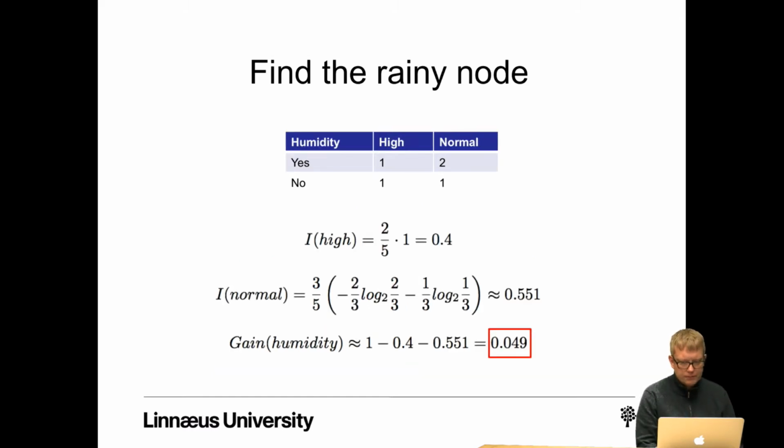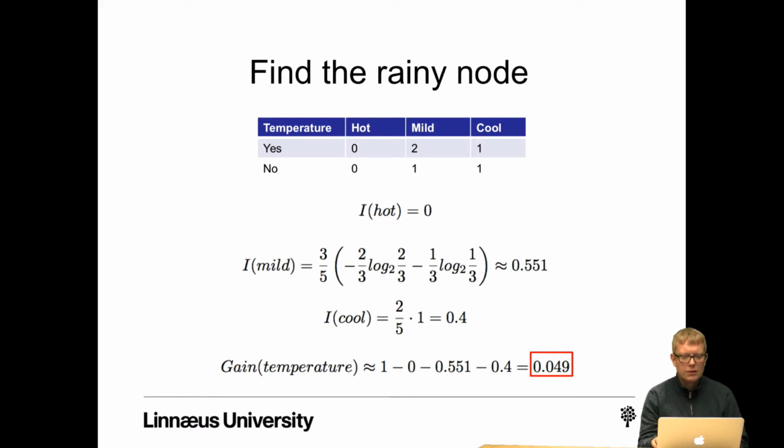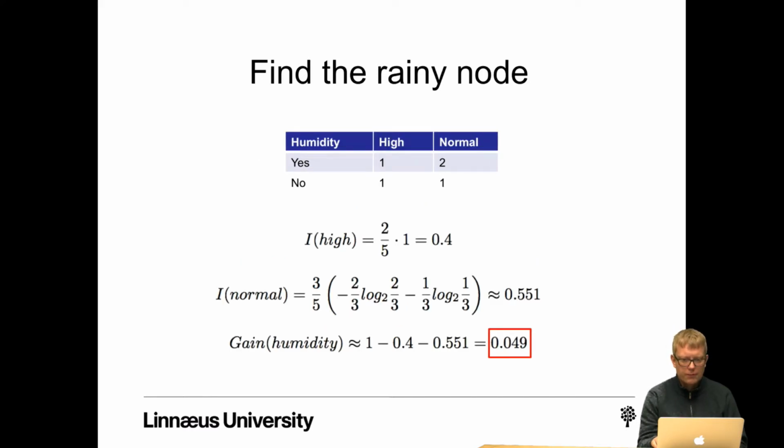Now the humidity attribute for a rainy node. Humidity can be high and normal, and we have the frequencies here, and if we calculate the total information gain, we see that it's the same as in the previous temperature attribute, 0.049.